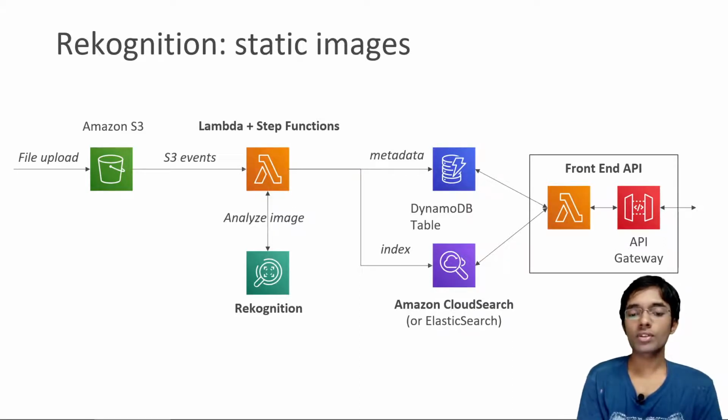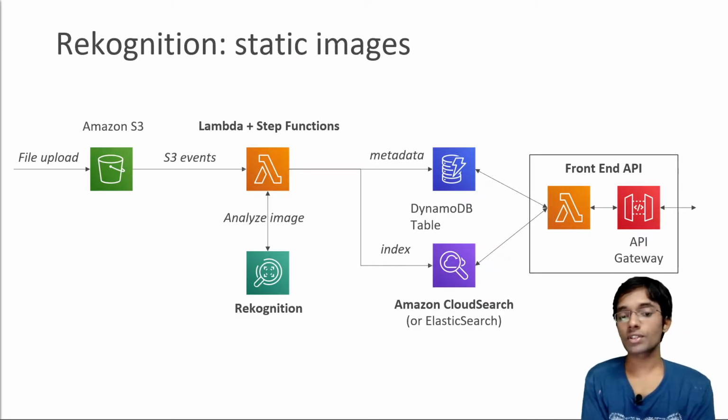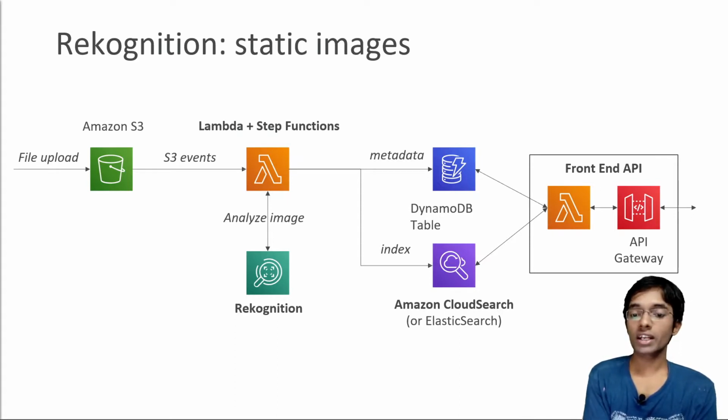Then we would present a front-end API for our users, and the API would be fronted by API Gateway. Based on some parameters, it would look into CloudSearch to find the faces or the results we need, and would get the data itself from a DynamoDB table. And that's it. Rekognition is very simple. Just remember, it is a service you have to invoke using a Lambda function, and in the case of static images, you will be done. All right, that's it. I will see you in the next one.